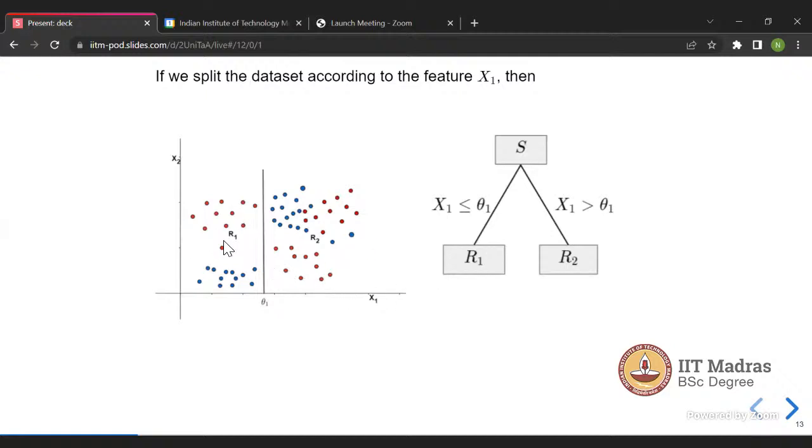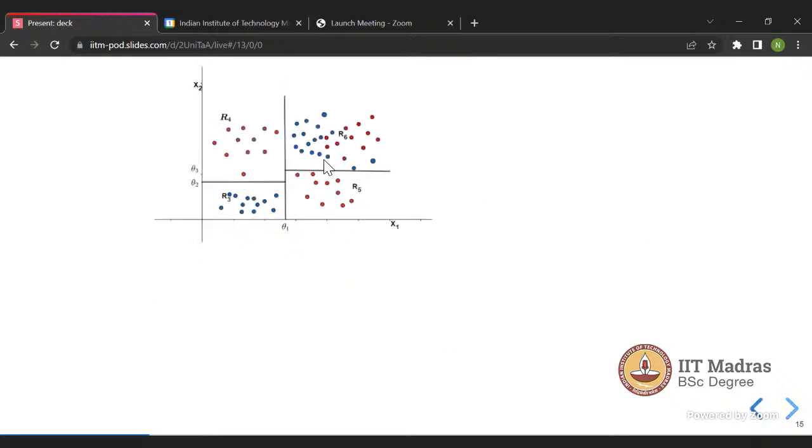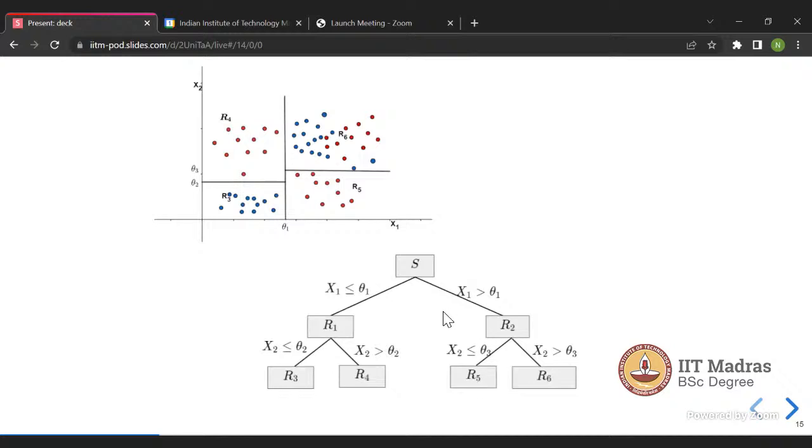Again, we can split this data set as well, because in this node there is again a distribution of both classes, red and blue. So if we split the region R1 according to feature x2, such that x2 is less than theta2 or greater than theta2, it will split into the regions R3 and R4. Now look at R3. All the examples belonging to R3 belong to a particular class, the blue class. So we need not split R3 again. Similarly for R4, we need not split this one. But R2 we can again split. If we split R2 according to the feature x2, such that it is less than theta3, it will split into two regions, R5 and R6.